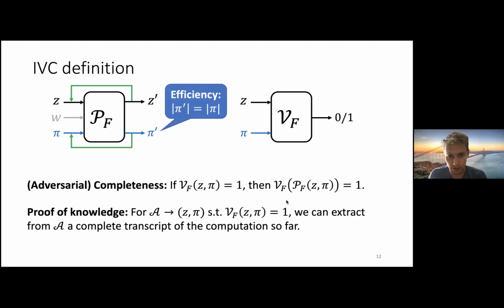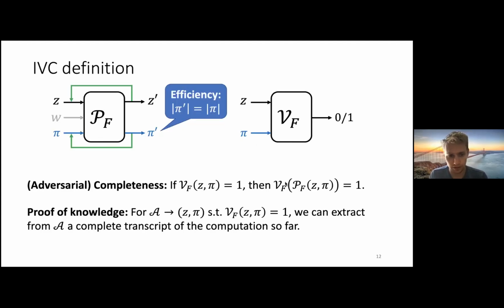And efficiency is a requirement saying that the size of the proof doesn't grow. This is really, really important. Otherwise, constructing IVC you could just append proofs, so it would be fairly trivial. And yeah, so this is the definition of IVC. I won't go into the zero knowledge details, but there's also an appropriate zero knowledge definition.